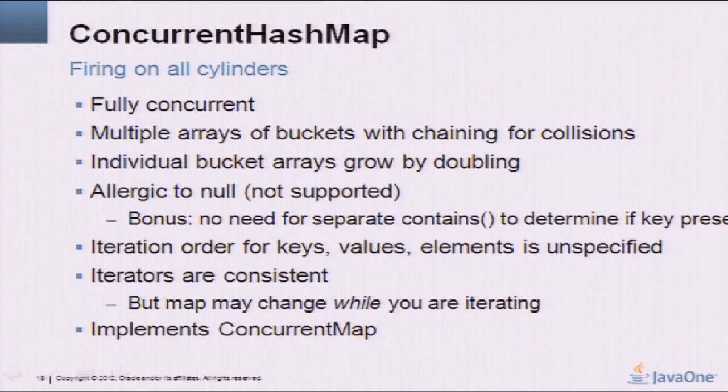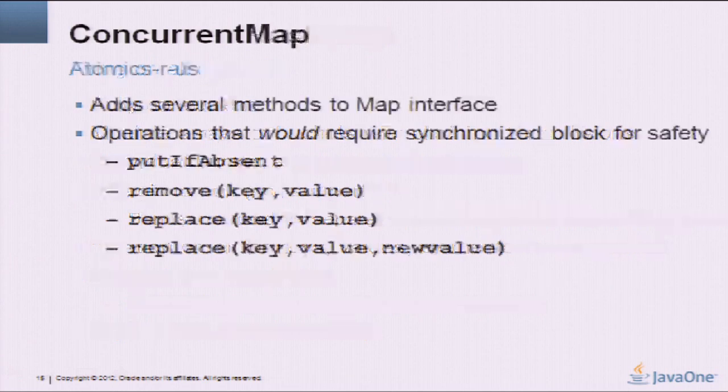ConcurrentHashMap implements a different interface than regular maps, which is called ConcurrentMap. The reason that ConcurrentMap exists is because there are a couple of operations that, if they weren't defined in this ConcurrentMap interface, you would have to enclose the ConcurrentHashMap in a synchronized block in order to be able to do them.